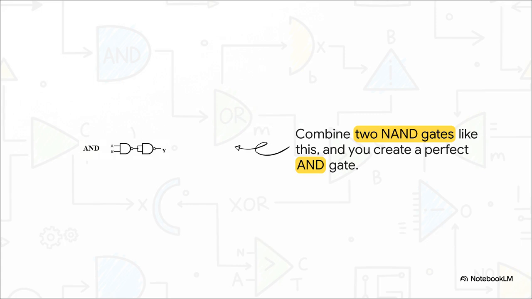Well, remember, NAND literally means not and. So if we want to get back to a regular AND, we just have to get rid of the not part. We do that by inverting the output. So you take the output of one NAND gate and run it through a second NAND gate that's wired up as a not gate. That second gate just flips the signal back, and voila, you've got an AND gate.